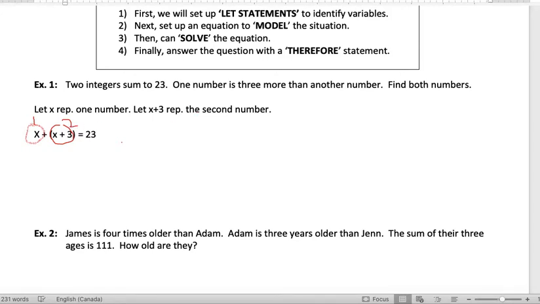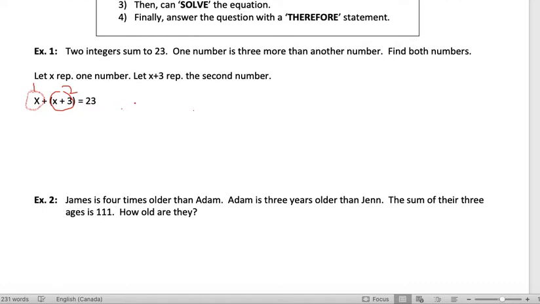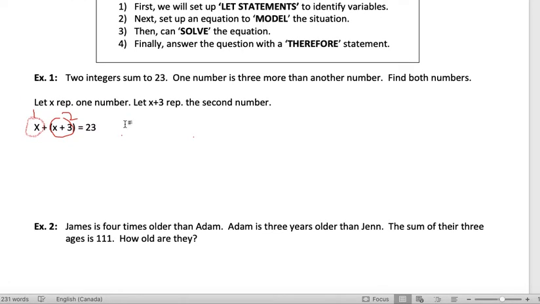You can leave this equation out of brackets and you're going to get x plus x plus 3 equals 23. They're the same equation. So if you remember when we distribute polynomials when we're adding, we just simply remove the brackets. So here we've got our let statement, we've modeled our equation. Now we're going to solve the equation.